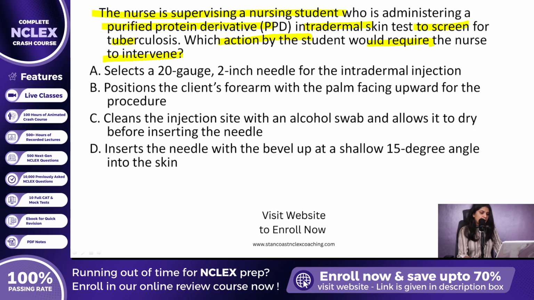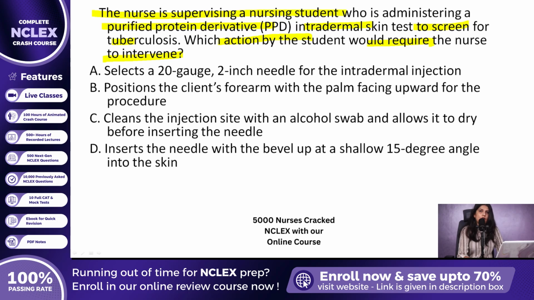Here are your choices. Option A selects a 20-gauge, 2-inch needle for the intradermal injection. Option B positions the client's forearm with the palm facing upward for the procedure. Option C cleans the injection site with an alcohol swab and allows it to dry before inserting the needle. Option D inserts the needle with the bevel up at a shallow 15-degree angle into the skin. When it comes to skill-based tasks like this, small details have a big impact on patient safety and diagnostic accuracy.